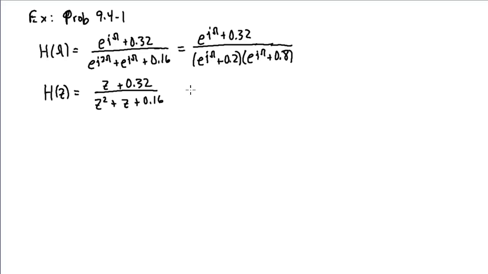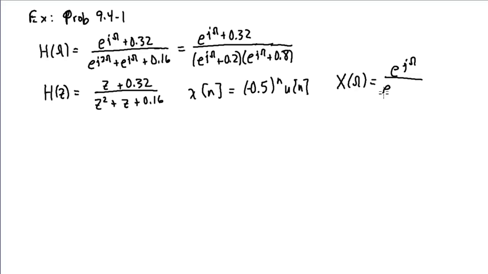We're also told that the input sequence is minus 0.5 to the n u of n, so it's a decreasing sequence. It's alternating: at n equal to 0, it's equal to 1. At n equal to 1, it's minus a half. At n equal to 2, it's going to be plus 0.25. We can look up the discrete time Fourier transform of this sequence in our table. It's e to the j omega over e to the j omega plus 0.5.